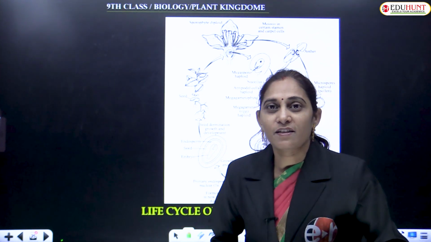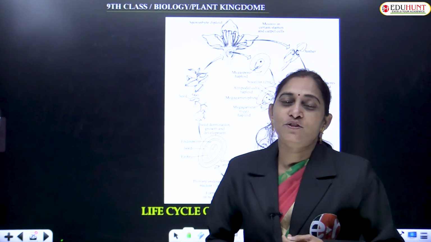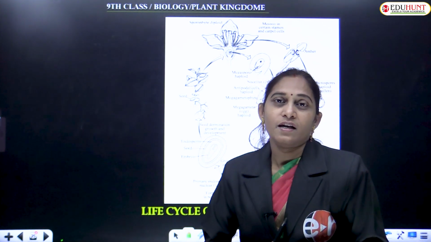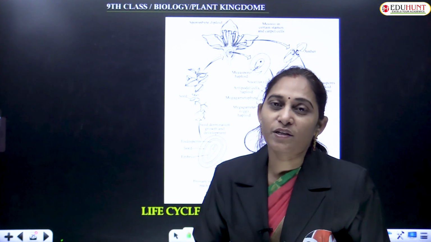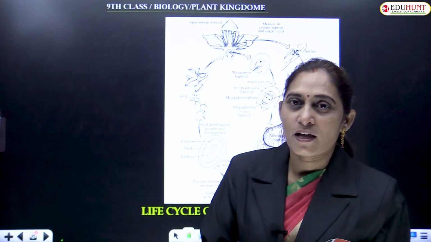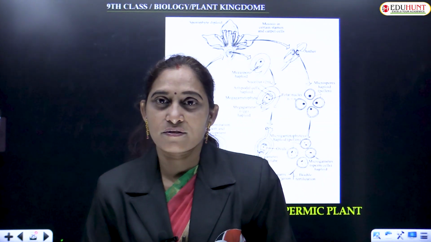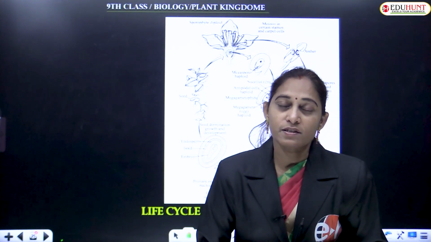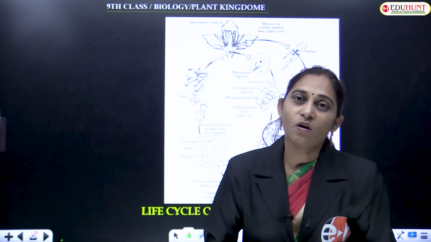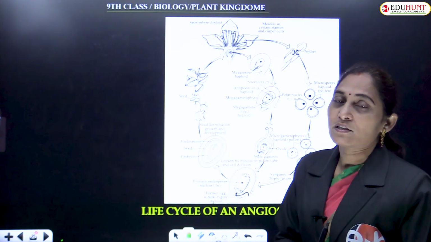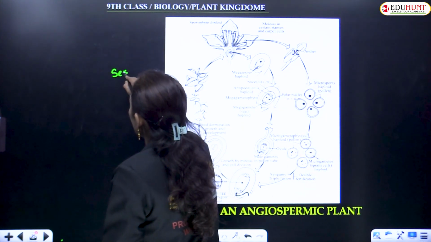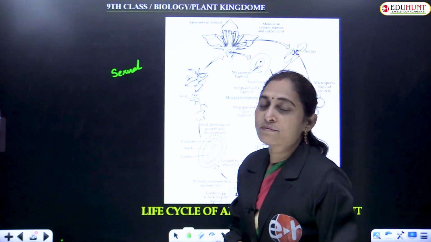We have been discussing angiosperm characters, its classification and differences between dicotyledons and monocotyledons. That we have finished. In this session, we are going to discuss the life cycle of an angiosperm plant. If we start with a flower, the flower is the sexual reproductive part.